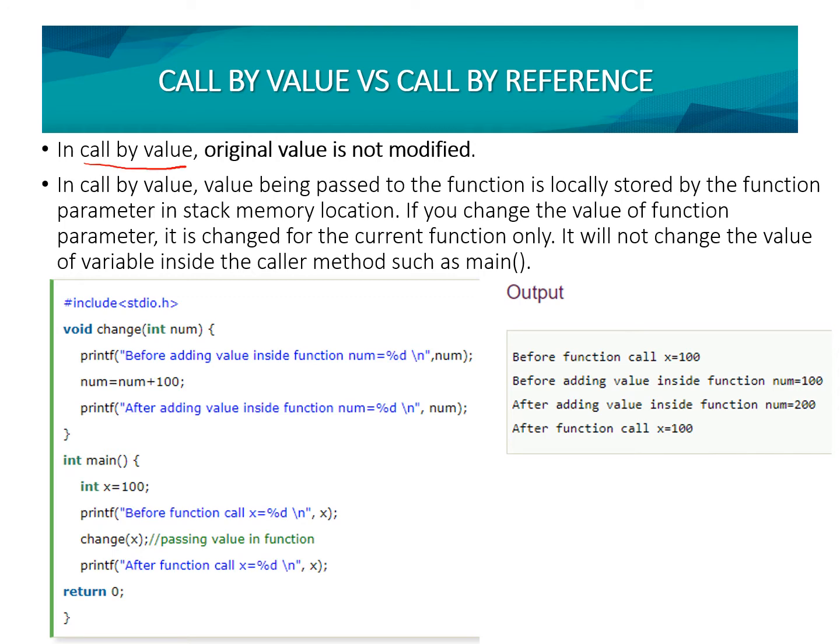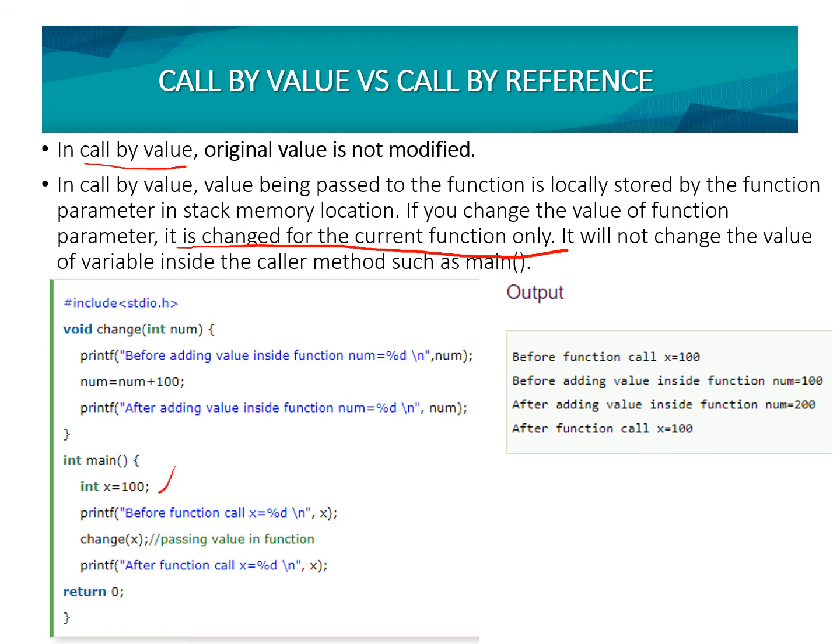The value being passed to the function is locally stored in the function's parameter in the stack memory location. So if you change the value of the function parameter, it is changed for the current function only. It will not change the value of the variable inside the caller method, such as in the main function. So we have one module here which is the change module, and another module we call main, which is the main function that we have here. Whenever we run the program, the C program will look at the main function first.